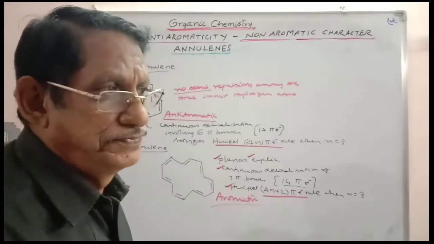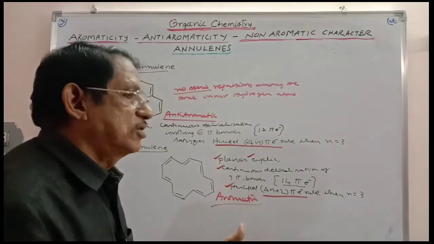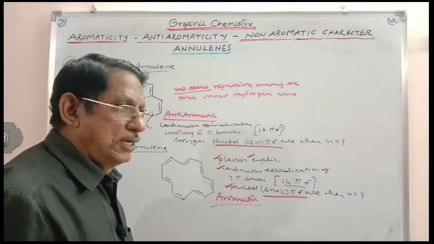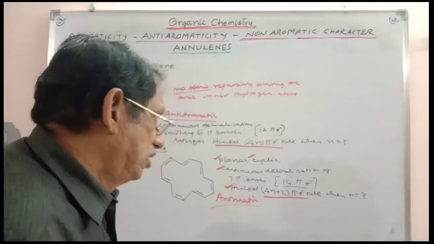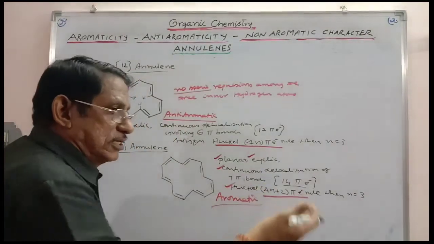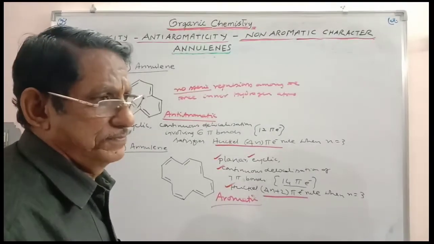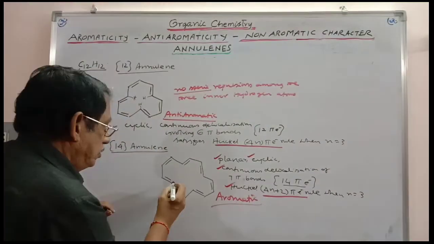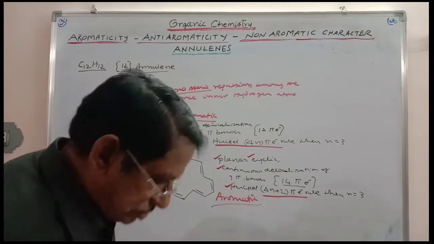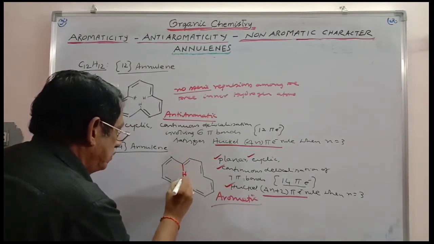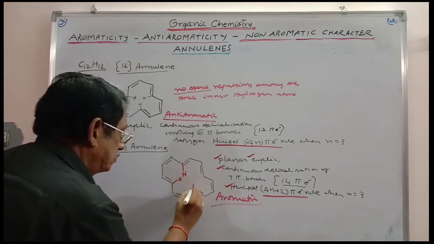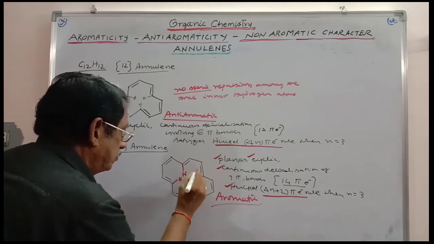Why is it so? That means the planarity is lost. When there is planarity, this rule is applicable. When there is no planarity, the rule is not applicable. Huckel 4n plus 2 pi electron rule is not applicable, meaning it becomes non-aromatic. How is it? Here consider these 4 hydrogens. This is 1st hydrogen. This is 2nd hydrogen. This is 3rd hydrogen. This is 4th hydrogen.